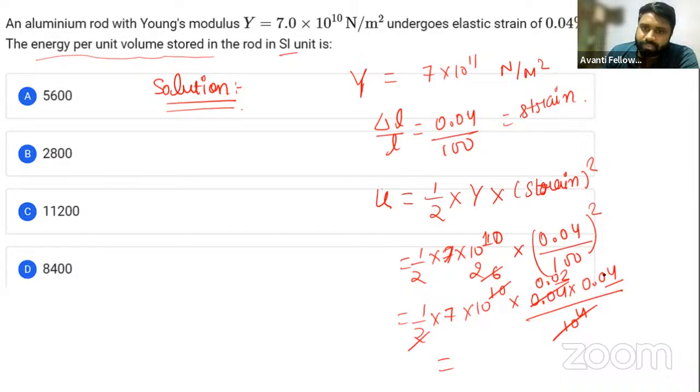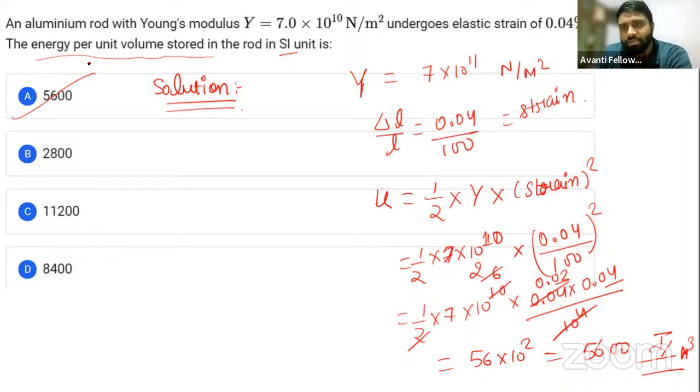4 4s are 16, and 16 7s. Sorry. What we have done, this will become 0.02. So it will become 4 2s are 8, 8 7s are 56, and 10 raised to the power 2. That will become 5600 joule actually per meter cube. But that is not written, so 5600 is the answer. So very good, Shiva and student of JNV Ramnagar. Very good. Keep it up.